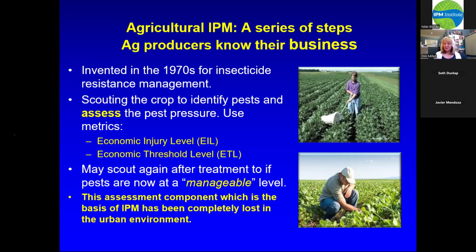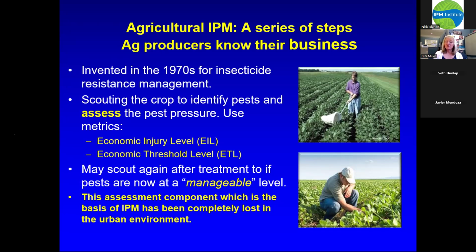So they do their pesticide application, and they may go out and scout again after they do the treatment to see if the pests are now reduced to a manageable level. That means they may not have gotten rid of them all, but at least they have them down to a number where they can't expect to lose money come harvest time. Now, keeping that in mind, when we're talking about IPM, how many bed bugs would your mother say is a manageable level? So it's a little different in the urban environment.